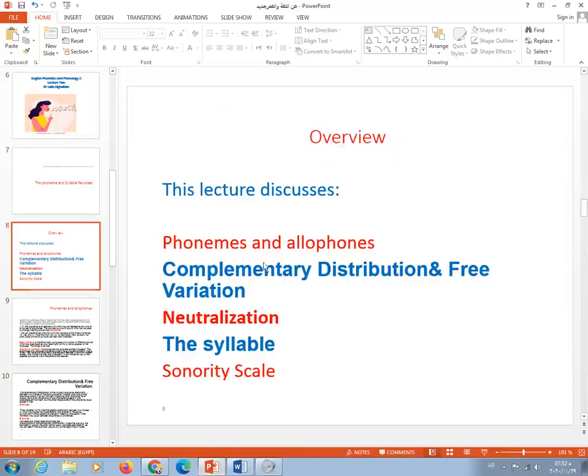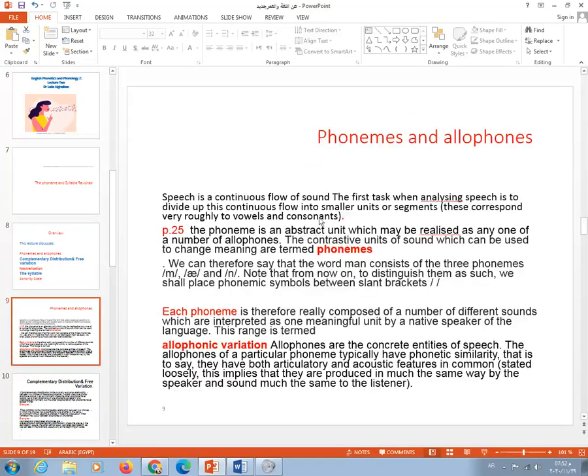In this lecture, we're going to discuss the following. Number one, phonemes and allophones. Number two, complementary distribution and free variation. Number three, neutralization. Number four, the syllable and the structure of a syllable. And number five, sonority scale. Here we go. Let's start with the first topic, phonemes and allophones.